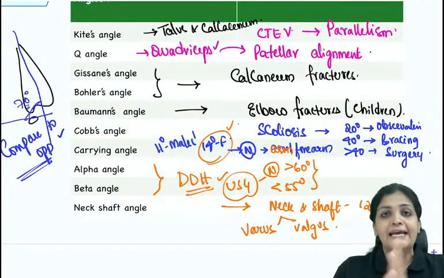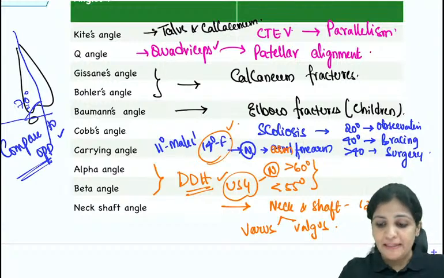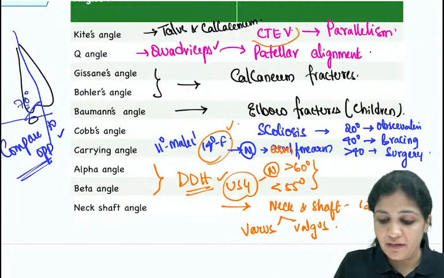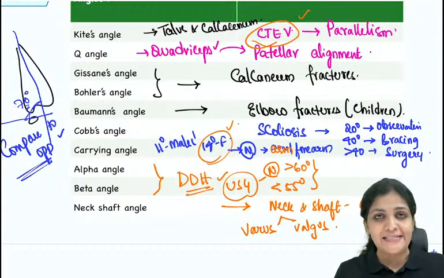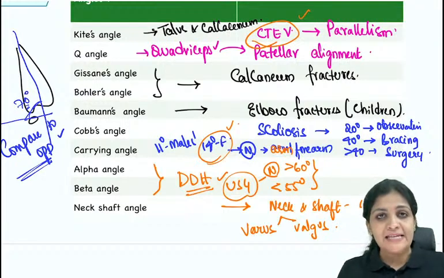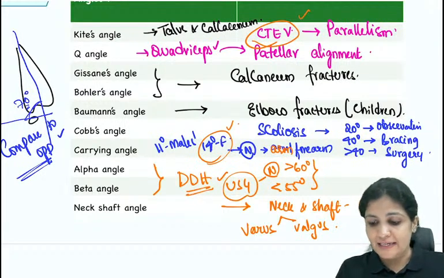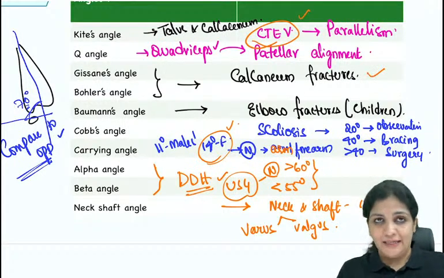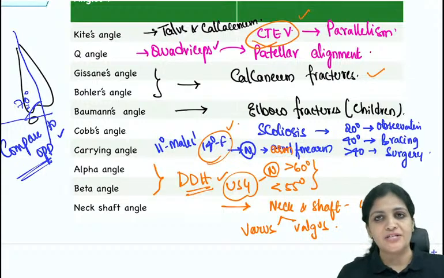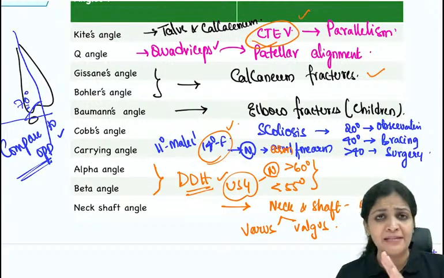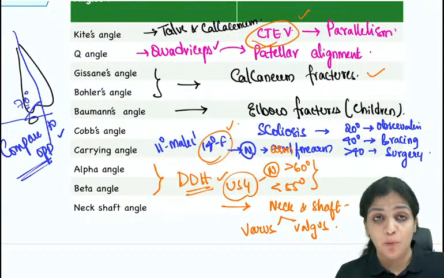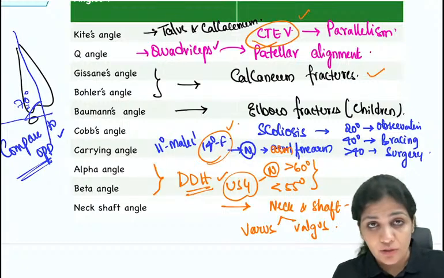Keith's angle is seen in CTEV, just remember the conditions, which is very, very important, right? Gissane's and Bohler's are seen in calcaneum fractures. Q angle is seen in patellar dislocations or patellar malalignments. Bowman's in case of your elbow. Cobb's in case of your scoliosis.